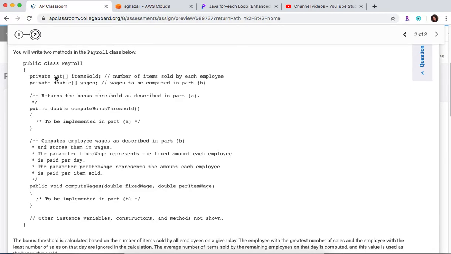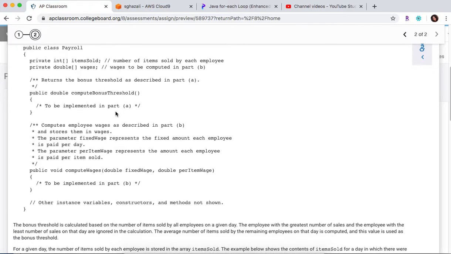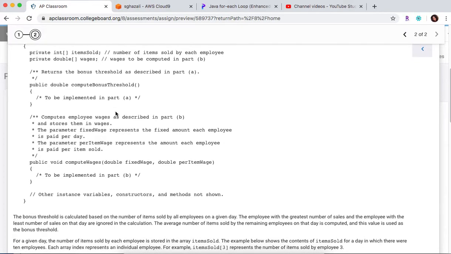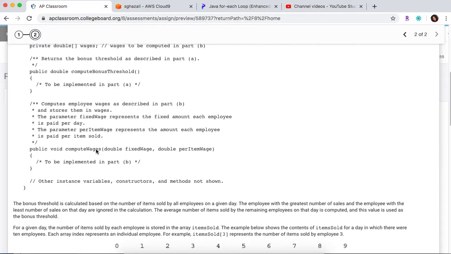I want you to notice that items sold and wages are both one-dimensional arrays. Okay, so they're both lists of items sold and wages. So it's not just one value. Okay, so that's very important because we're going to have to use that information when writing our two methods, which are compute bonus threshold, that's one method you have to write, and compute wages, which is another method you have to write. Now, there's a lot of reading going on here.